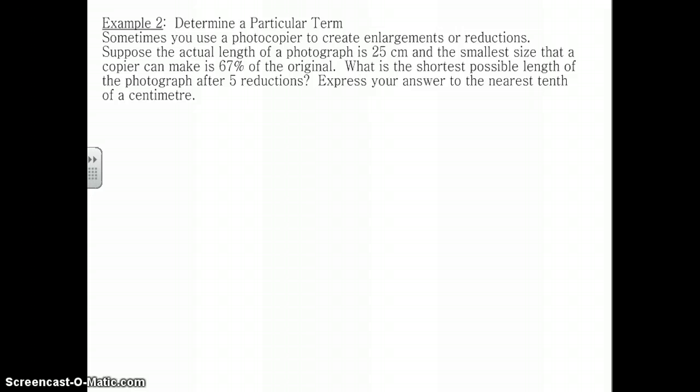So this first one is talking about using a photocopier to make something smaller. So you start with a length of 25 centimeters. And the smallest size that it can do is 67% of the original. So it can go to basically 0.67 times the original size each time. What's the shortest possible length of a photograph after 5 reductions?